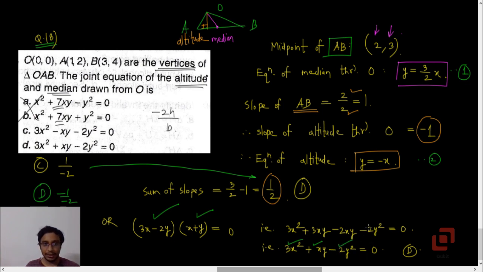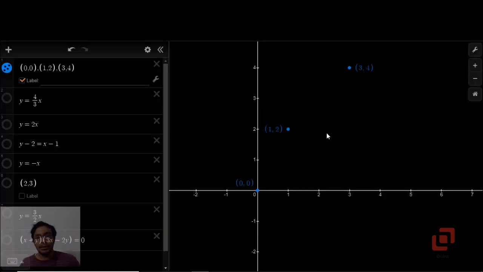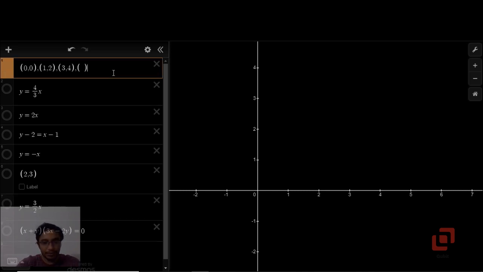So option D. Now I want to verify our result graphically, so let's do that. The green dots that you can see on the screen are the vertices of the triangle. So let me draw the triangle first.